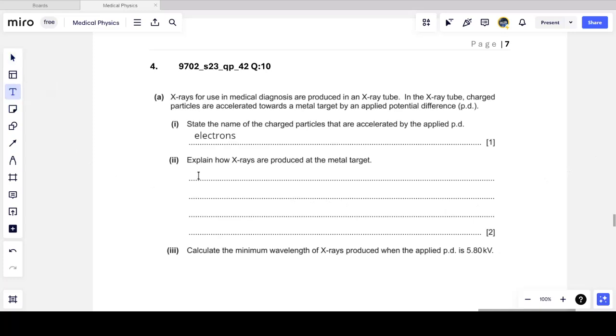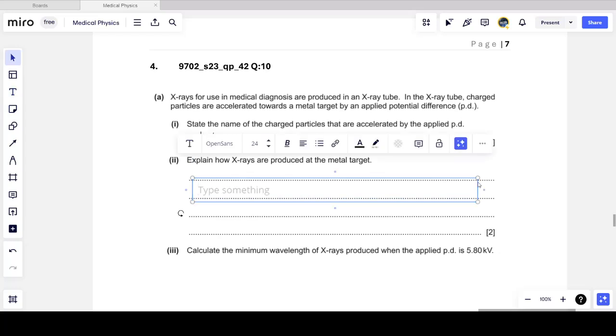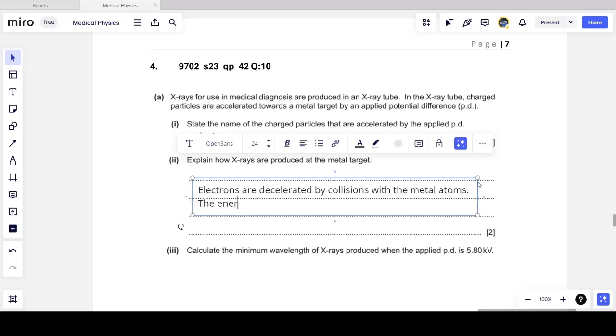We then need to explain how X-rays are produced at the metal target. So we only want to know how X-rays are produced. They didn't ask us anything about how they are used for imaging. We just want to know how the X-rays are produced, and specifically when they strike the metal target. So what happens is that electrons are decelerated, and specifically decelerated by the collisions that they undergo with the metal atoms, with the atoms of the metal target that they strike. So what happens when the electrons are decelerated? They lose energy. The energy lost by the electrons becomes the energy of the X-ray photons that are produced.